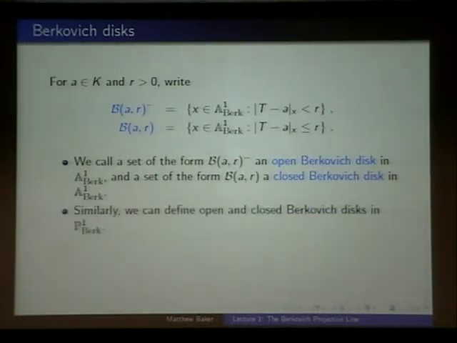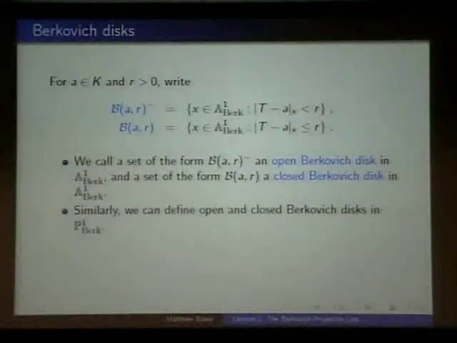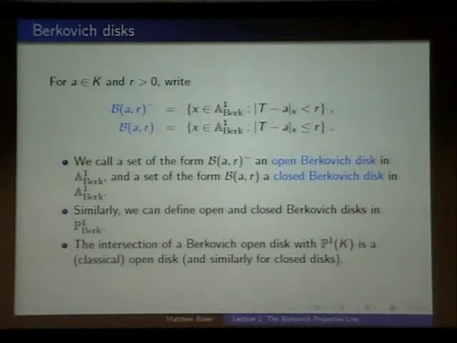And once we start working more with the projective line, the complement in the projective line of an open disk should be thought of as a closed disk, so maybe centered at infinity. And so when I talk about open and closed Berkovich disks in P1, I'll include such things as well. The complement of an open Berkovich disk in A1 will be a closed Berkovich disk in P1. And this is what I said, that the intersection of a Berkovich open disk with P1 of k is just a classical open disk.